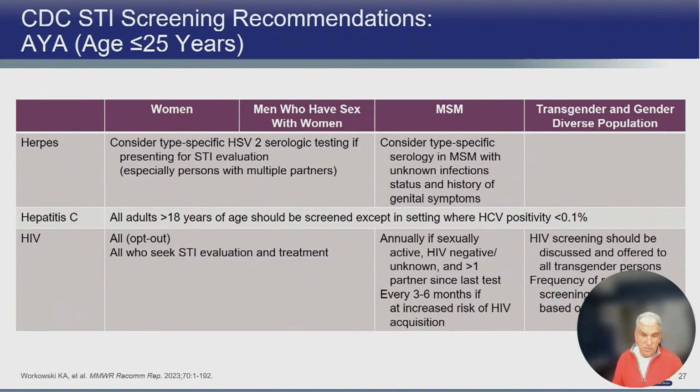For those less than 25, for herpes, consider serologic testing if they're presenting for an STI evaluation, for men and women. For MSM, consider type-specific serology. Hep C, check for all adults over 18, except where the HCV positivity in certain regions of Uganda is so low that you don't need to do that. HIV, we recommend it because it's a high prevalence area for all populations.